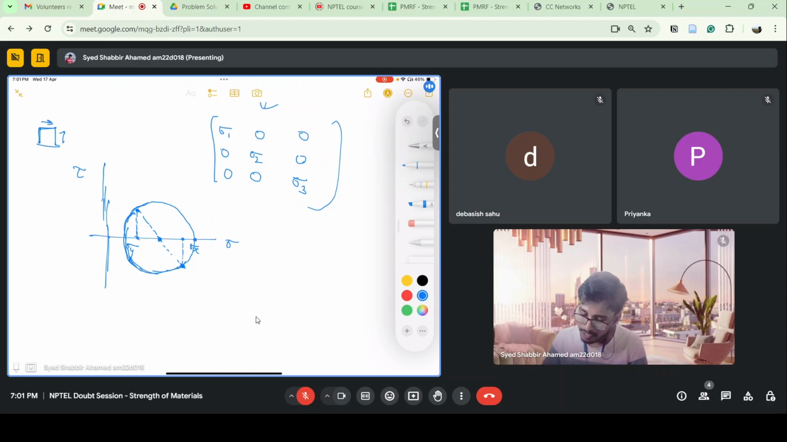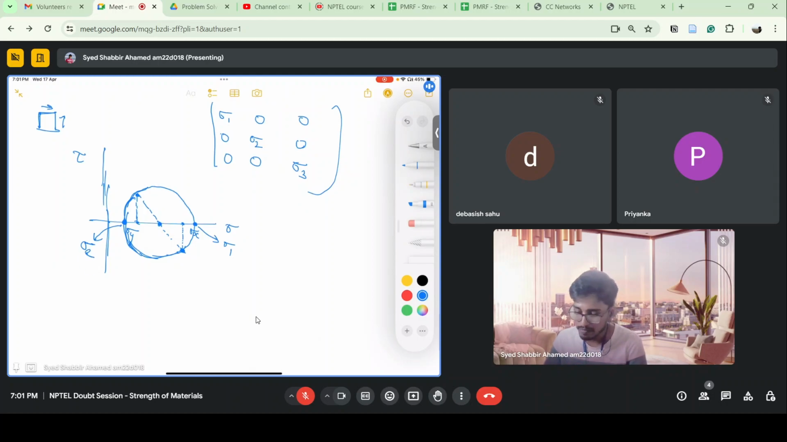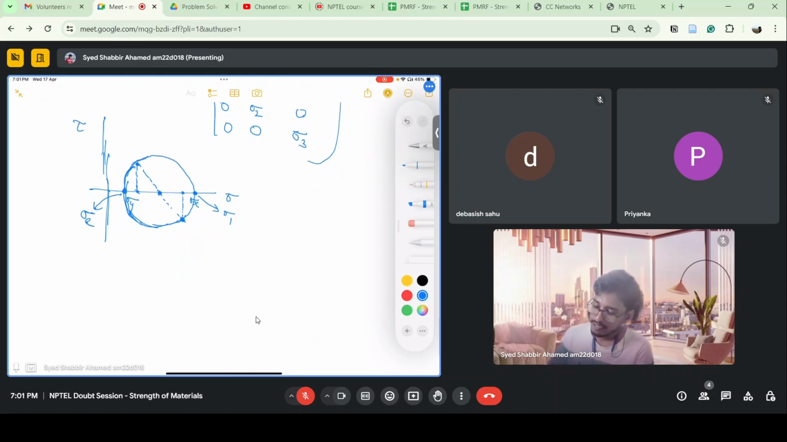The point at which this circle intersects the x-axis, the normal stress axis, where the shear stress is 0, is my maximum principal stress. And the other point where the circle intersects the axis is the minimum principal stress. Maximum and minimum principal stress. Can we just write the formula, right?